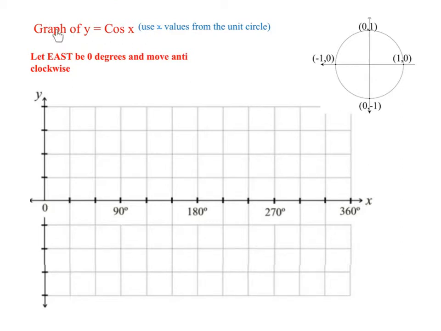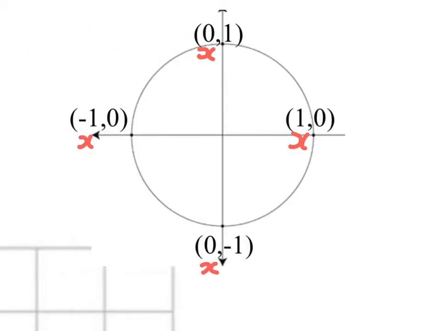If we want to draw out the graph of y equals cos of x, we work it the exact same way as we did for the graph of y equals sine of x, except we use x values from the unit circle. So this is my unit circle. I'm going to label my x values. So my x values are 1, 0, -1, and 0.